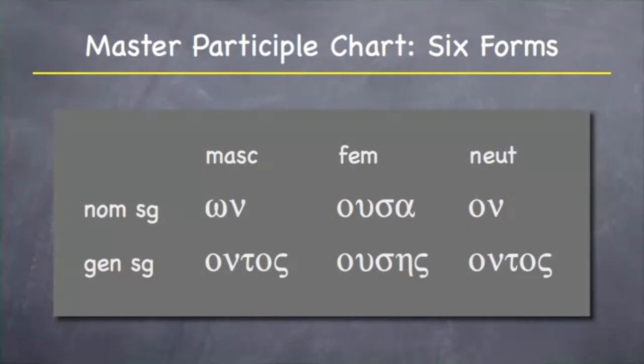So what I'm going to ask you to learn for the present active participle is on, usa, on, ontas, uses, ontas, okay? This 6 forms approach is the best way I know to keep you from memorizing tons and tons of forms. So anyway, just learn those 6, okay?